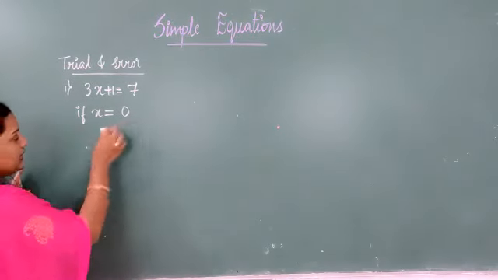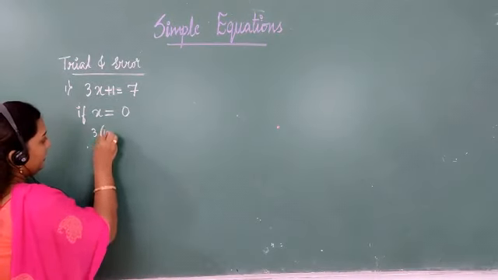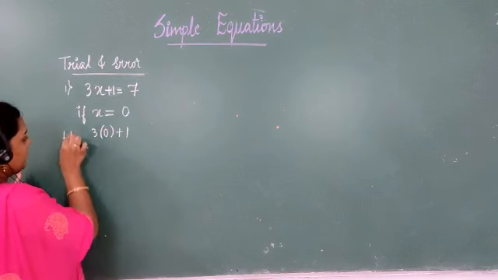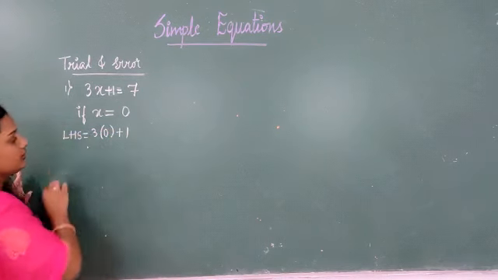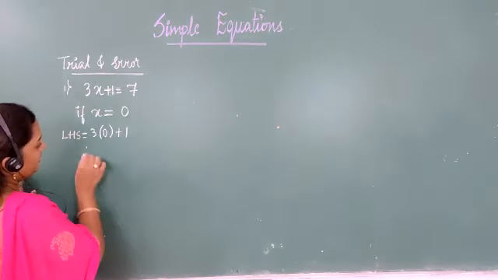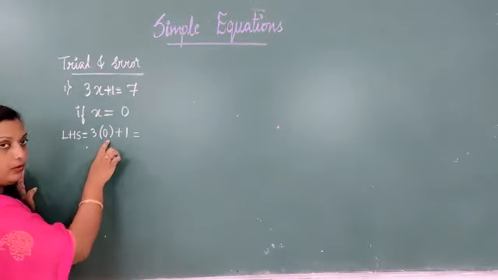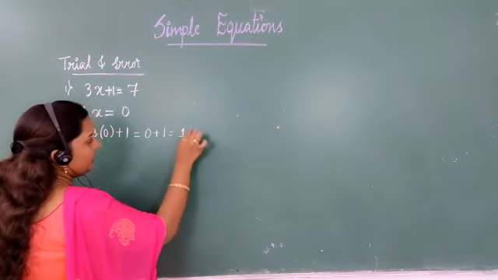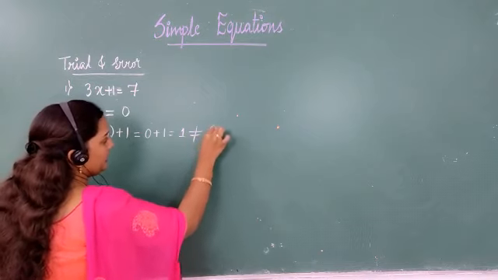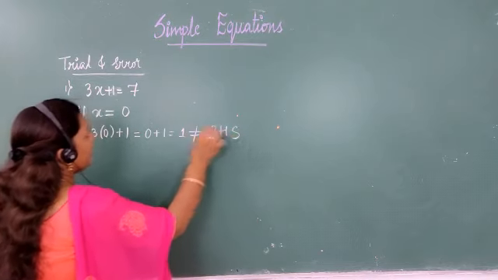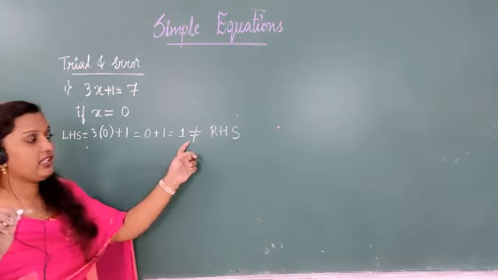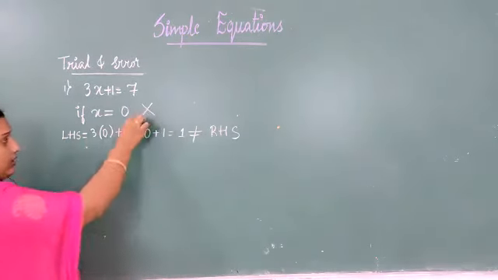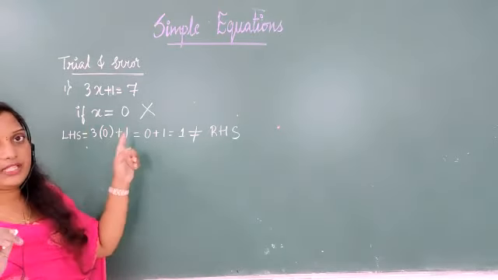Okay, so if x is equals to 0, I will get 3 into 0 plus 1. LHS is 3 into 0 plus 1. You will get 3 into 0, 0, 0 plus 1 is 1. This is not equal to RHS, correct? RHS is how much? 7. We are not getting 7 here. So this is not possible. So x is equals to 0 is not the solution of the equation.